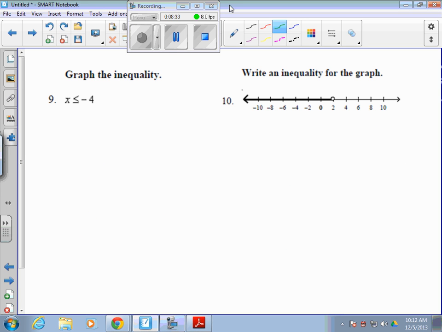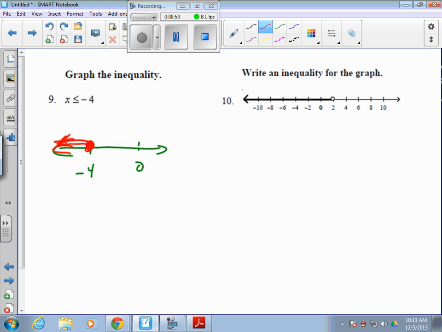Graphing the inequality, x is less than or equal to negative 4. Just show where negative 4 is in relation to 0. Show that it's on the left side. Less than or equal to means the bubble is colored in. Less than means it's going to the left. Less than and left both start with an L. They both have L in them.